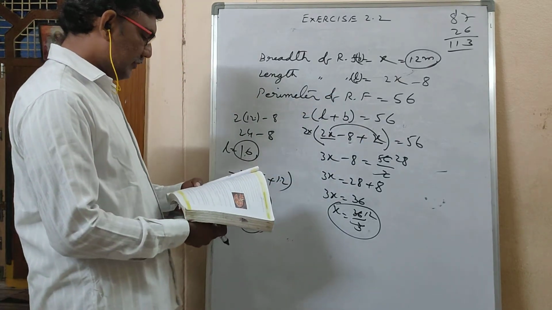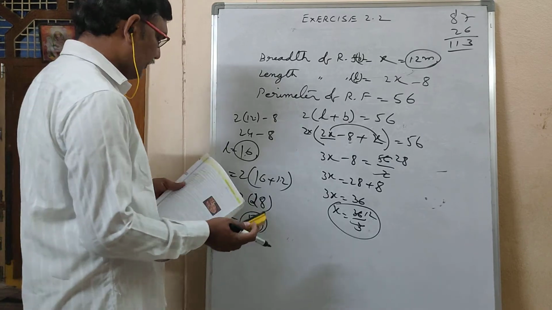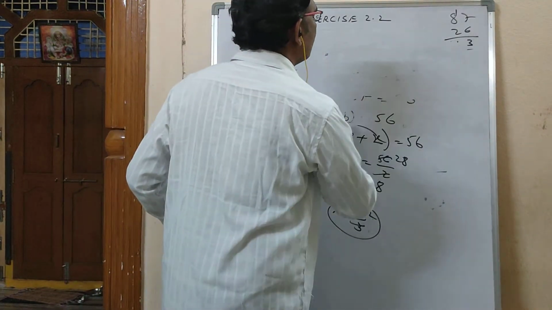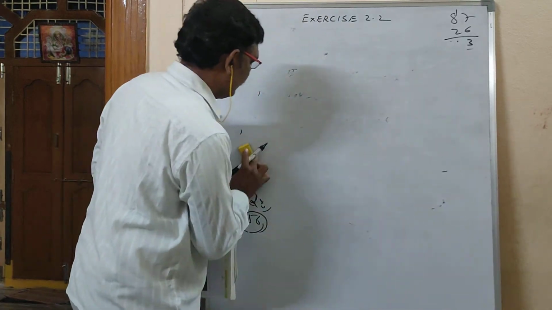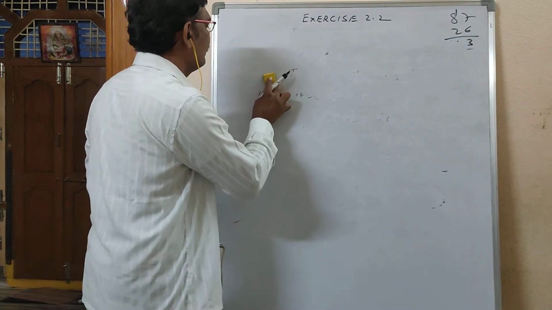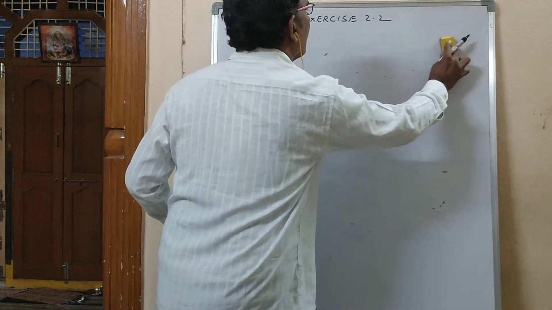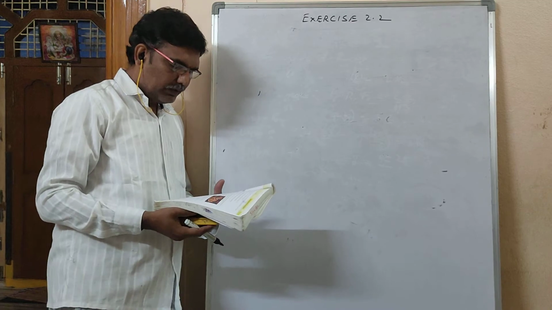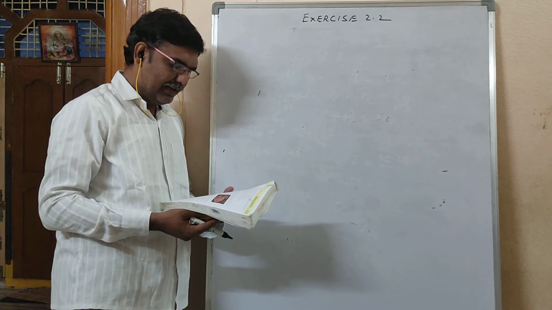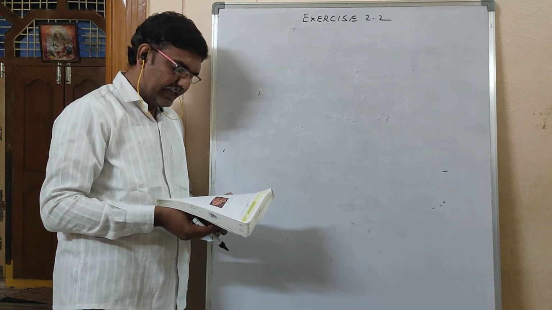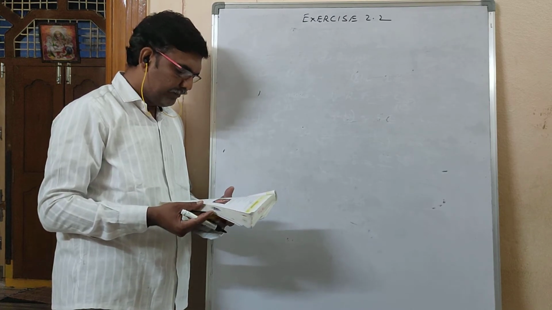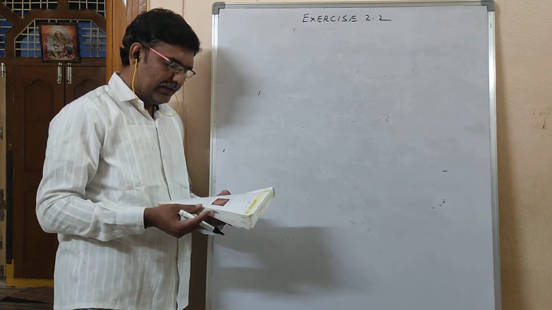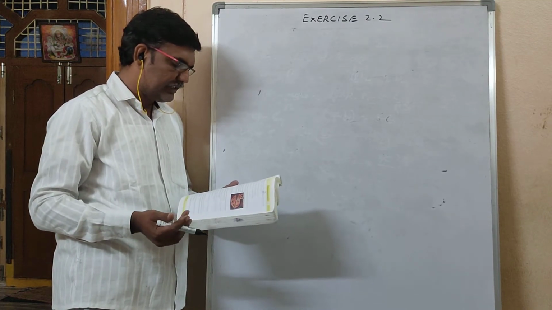So, the next problem. I'll read. The equal sides of a triangle are each 5 meters less than twice the third side. If the perimeter of the triangle is 55 meters, find the length of its sides.